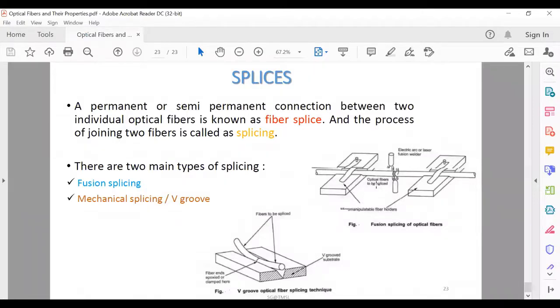Now, fusion splices offer a lower level of loss and have a very high degree of performance. Now, they require the use of expensive fusion splicing equipment. That is the disadvantage of this type of splicing method. So in view of this, they tend to be used more for the long high data rate lines that are installed, that are unlikely to be changed once installed.